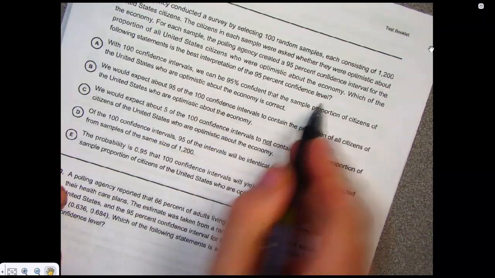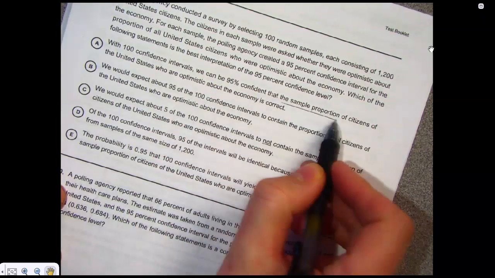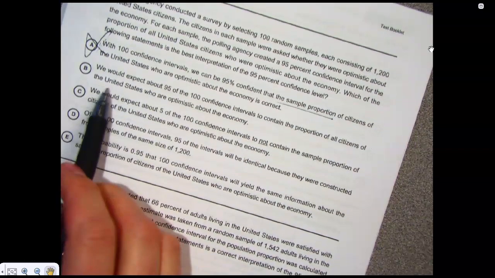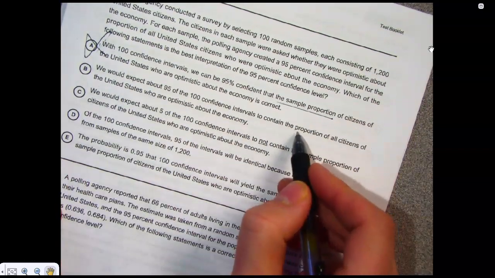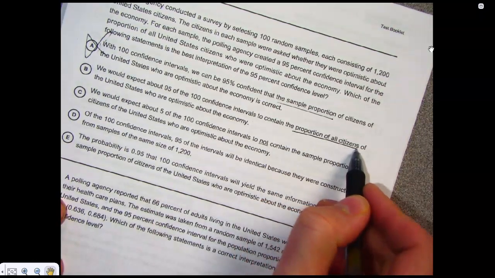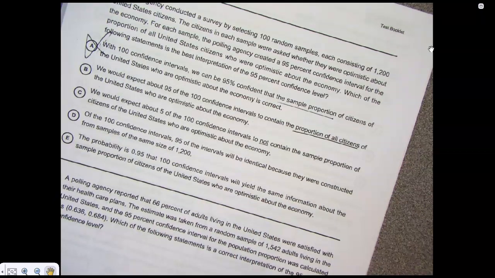So in A, we're confident the sample proportion. No, I don't care about the sample proportion. In B, it doesn't say the true population proportion, but it says the proportion of all citizens. Isn't that pretty much the same thing? So let's keep that one in mind. That might be a possibility.